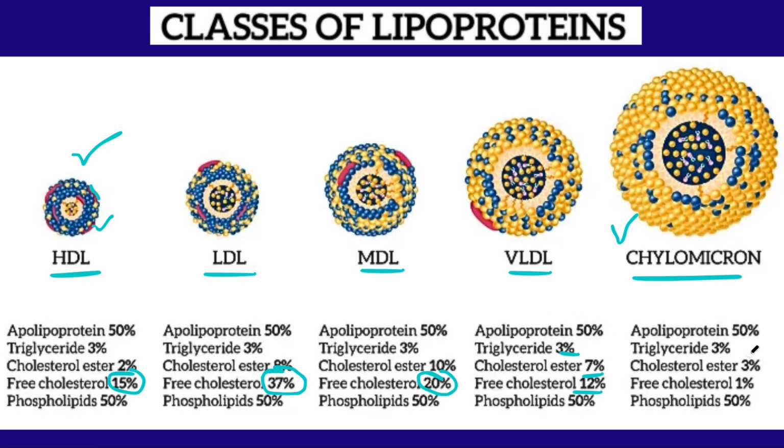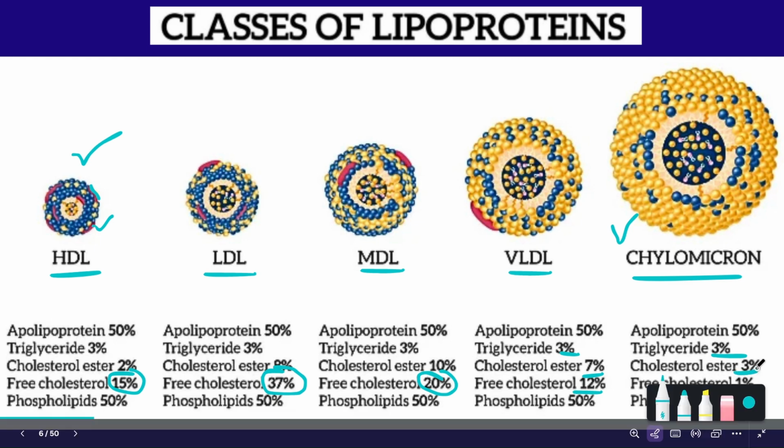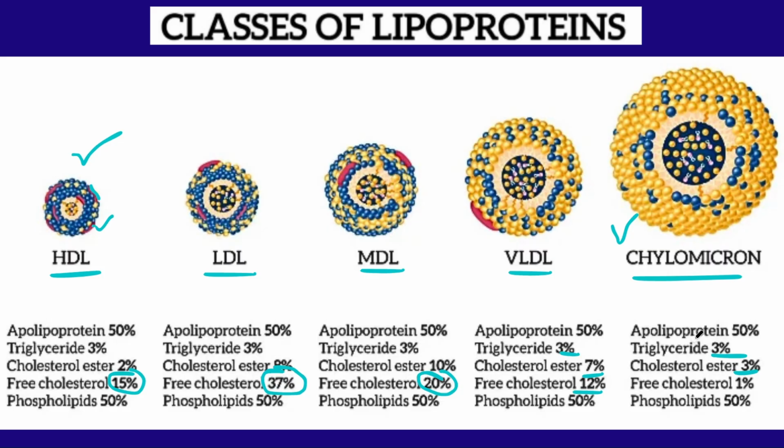And next, in the chylomicrons, we have a similar amount of triglycerols and cholesterol esters, and free cholesterol is very less, but phospholipids and apolipoproteins are greater. That means these chylomicrons will convert into the VLDL. See, this is just an overview. I will explain it to you in detail.